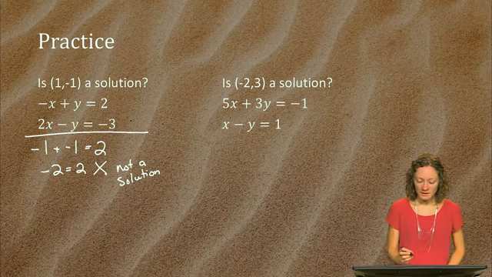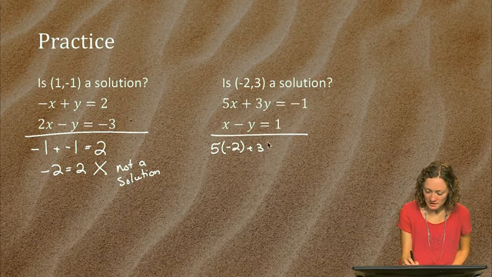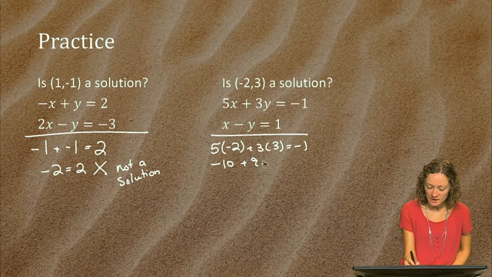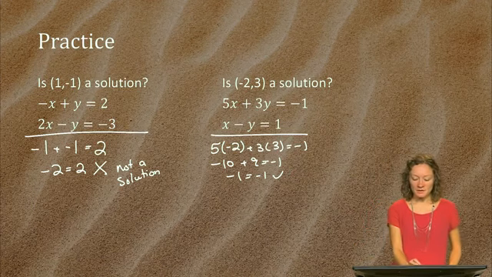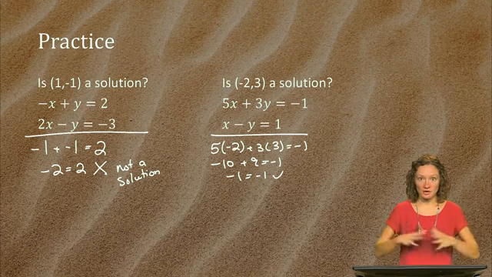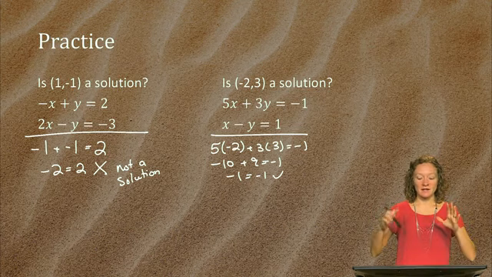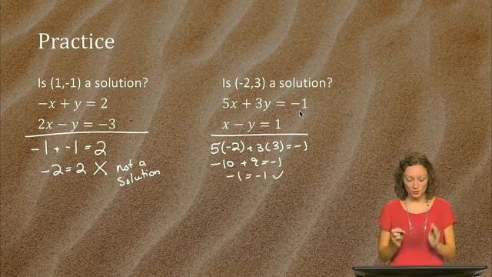All right, the second one, we have 5 times -2 plus 3 times 3 equals -1. So we get -10 plus 9 equals -1, -1 equals -1. That's true. That's a true statement, so we can keep going. It doesn't have to be -1 equals -1 or 0 equals 0, it could turn out to be anything. If there are variables on each side, it's not going to be as simple as one of the pieces of the equation. It just needs to be a true statement.